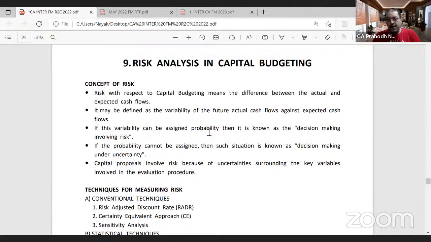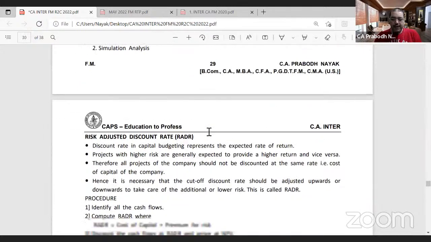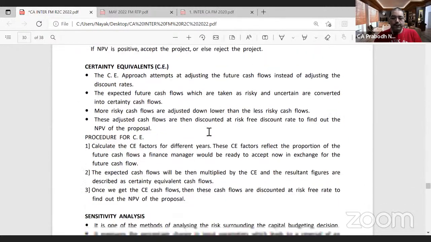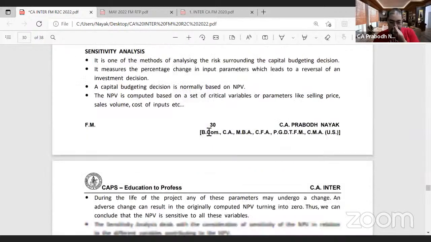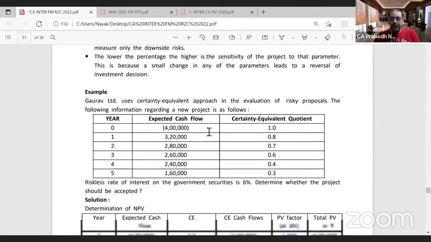Risk analysis in capital budgeting. Very simple topic. Normally, they will ask you questions based on certainty equivalent cash flows, C values. Let us go through this question.